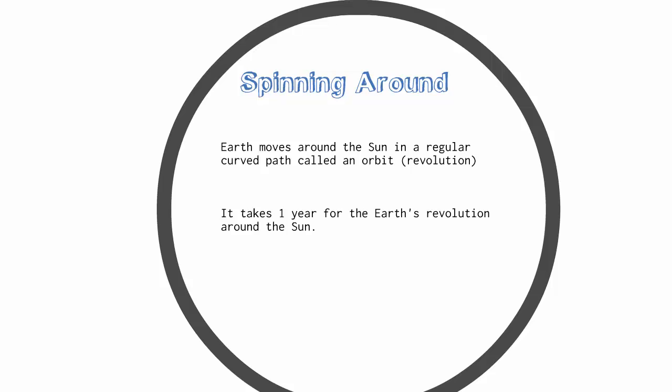Obviously, one day is 24 hours because that's how long it takes. And 1 year is 365 and a quarter days, where we have our leap year to account for that extra quarter day every 4 years. That accounts for the time it takes to travel all the way around the sun.